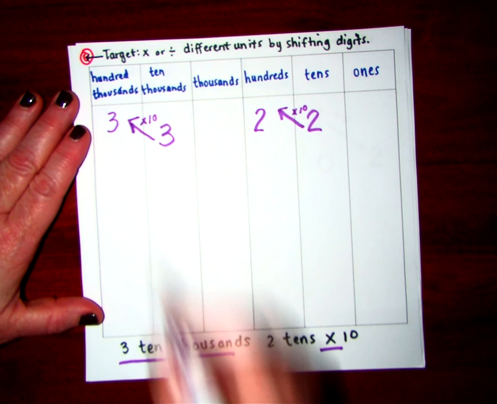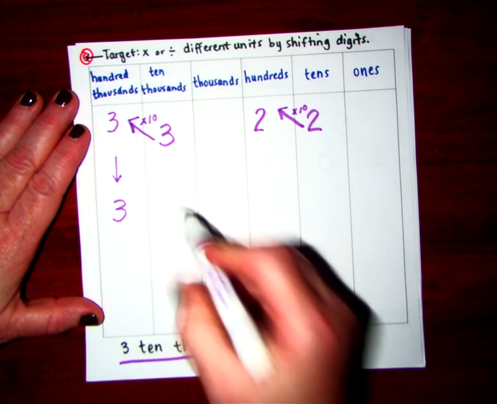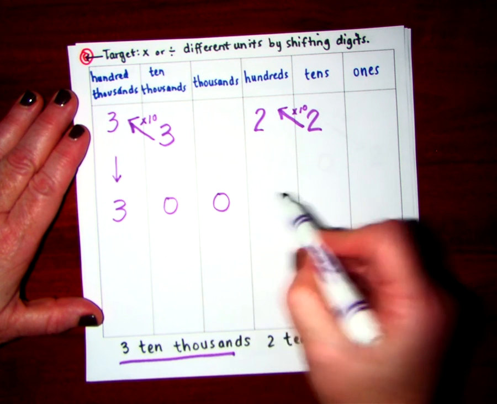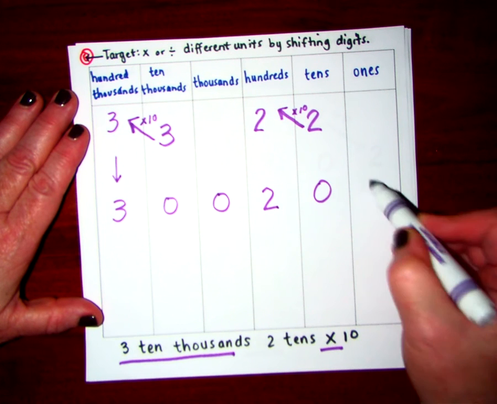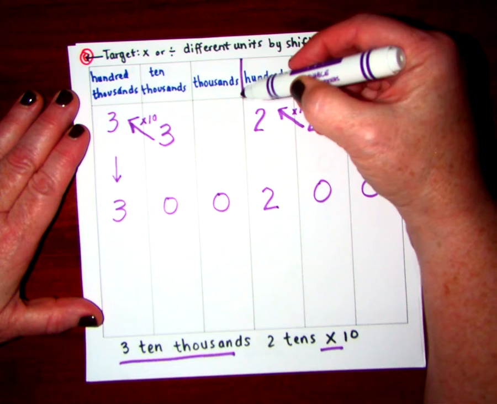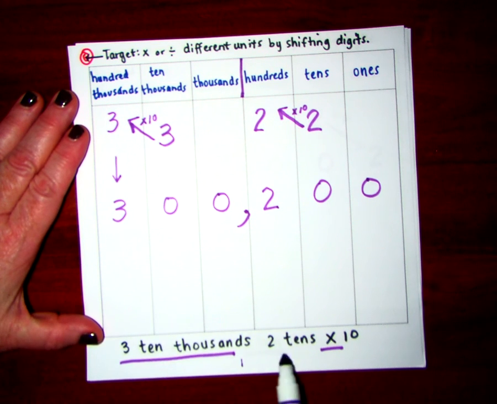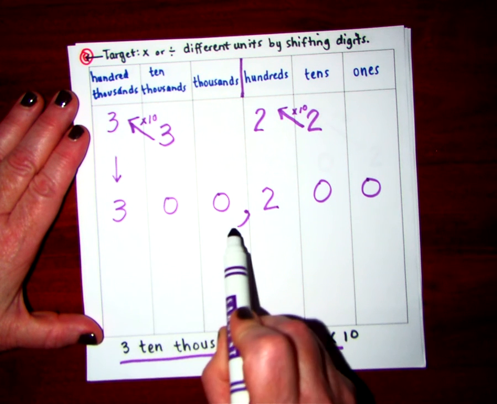So in standard form, I'll just drop this down here. There's nothing left here. There's nothing here. I have 200s. There's nothing in the tens or the ones. And I know where to put my comma once again. And I have 3 10,000s and 2 tens multiplied by 10 is 300,200.